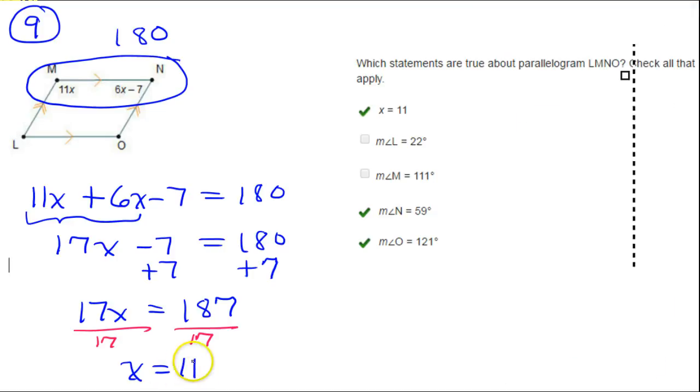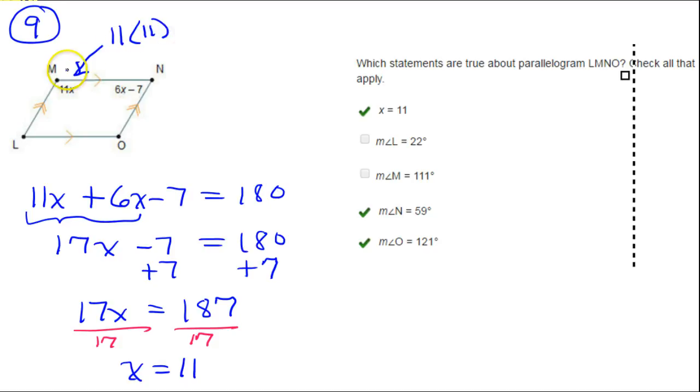Okay, that's 11. So we know that x is equal to 11. And let's go ahead and use that to find the angles. So if x is equal to 11, and this angle right here is 11x, that's 11 times 11, so that is 121. All right, that means the angle across from it is also 121, because those should be the same.